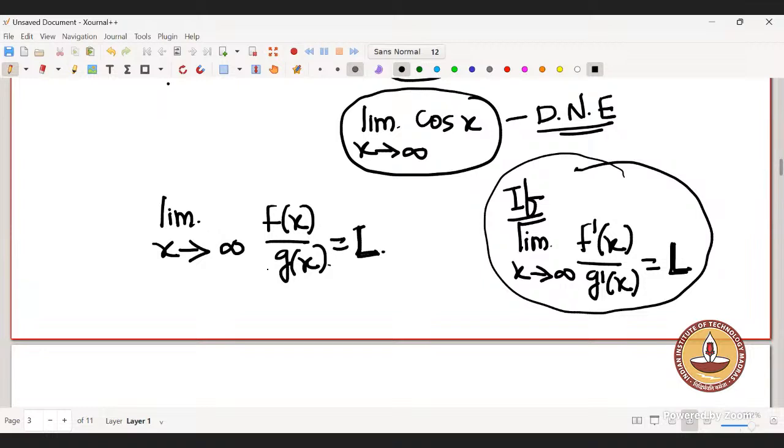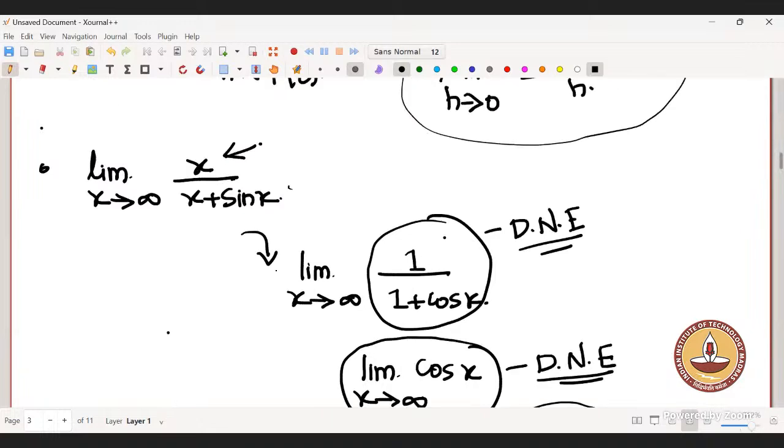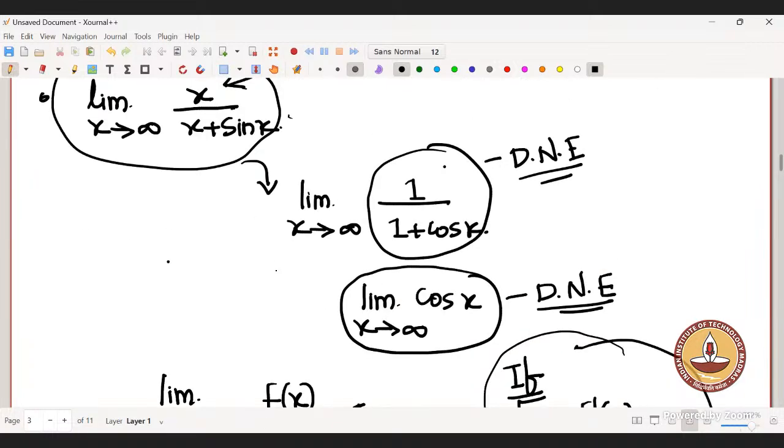If it doesn't exist, you certainly can't say that the original limit also doesn't exist. You can only say that you can't apply this rule now, and you have to go for some other way. Since this limit doesn't exist, the way I am applying L'Hopital's rule here, I can't conclude anything about the limit. Maybe this limit exists, or maybe it doesn't; I certainly can't conclude from L'Hopital.